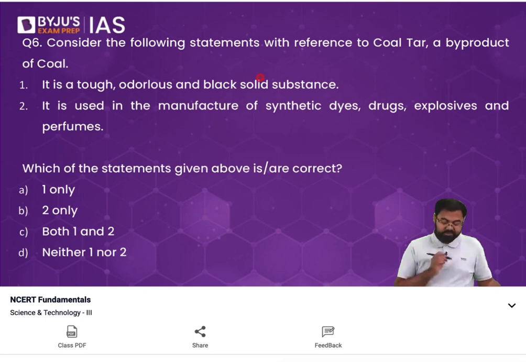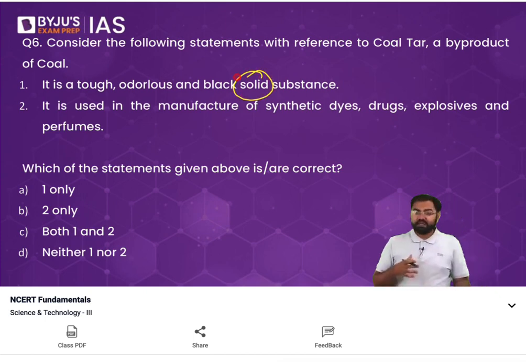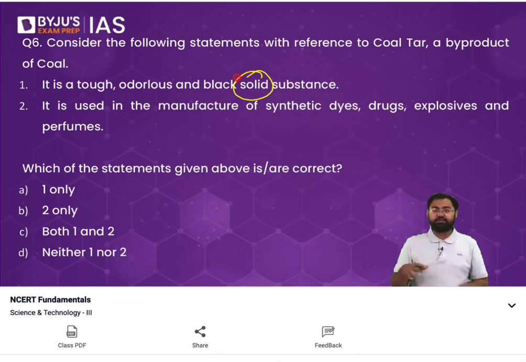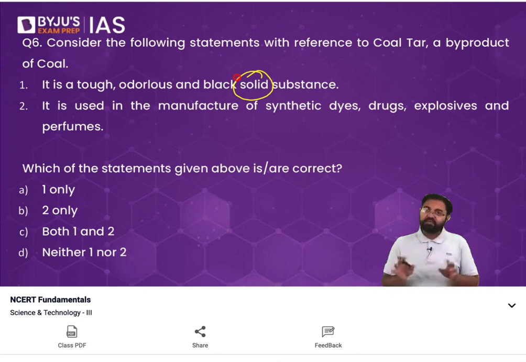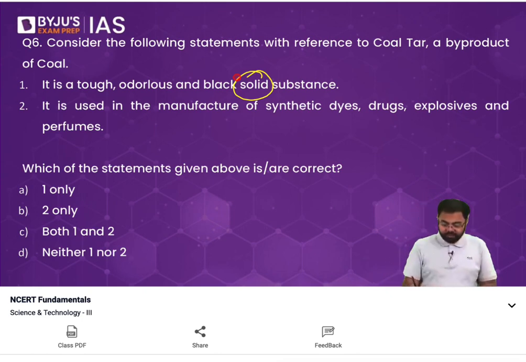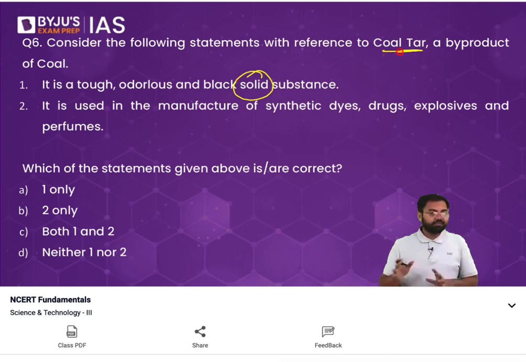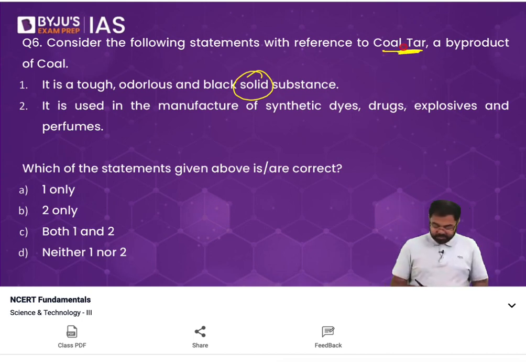It is a tough, odorless, and black solid substance. Is it a solid substance? It is not a solid substance. It is a kind of a semi-liquid substance. It is liquid with high viscosity, high thickness, but it is liquid, right? Coal tar, we are talking about the tar. So tar is not solid, tar is a liquid substance. So that's why 1 is wrong.